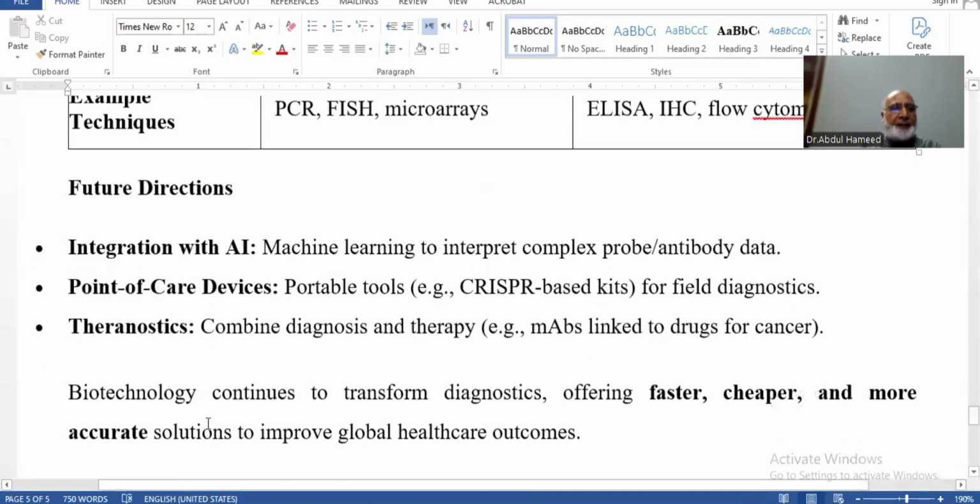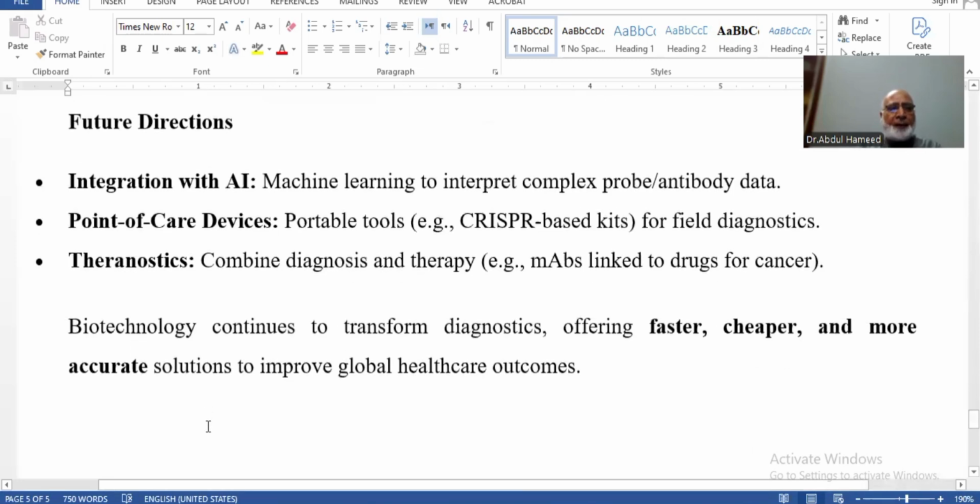Then theranostics. Theranostics combine diagnosis and therapy, for example monoclonal antibodies linked to a drug for cancer. So biotechnology continues to transform diagnostics, offering faster, cheaper, and more accurate solutions to improve global healthcare outcomes.